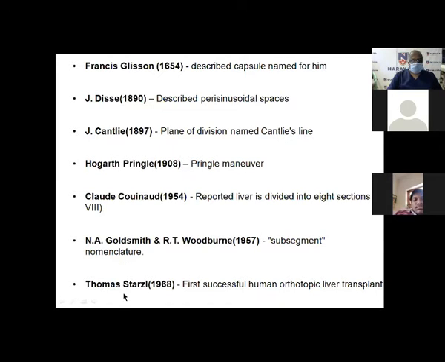Thomas Starzl, who's still alive, was the first to do a successful liver transplant in a man. It is an orthotopic liver transplant, by removing the liver from the patient and putting in the donor liver.